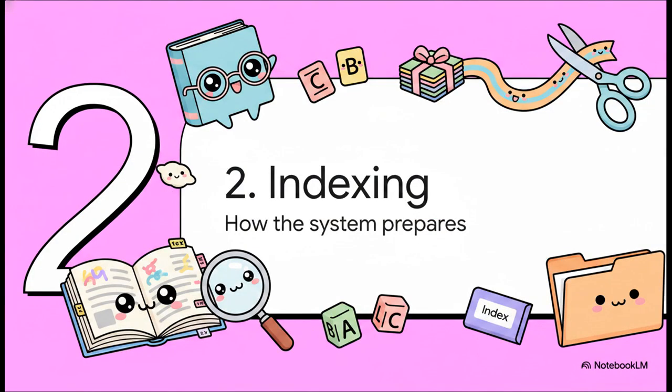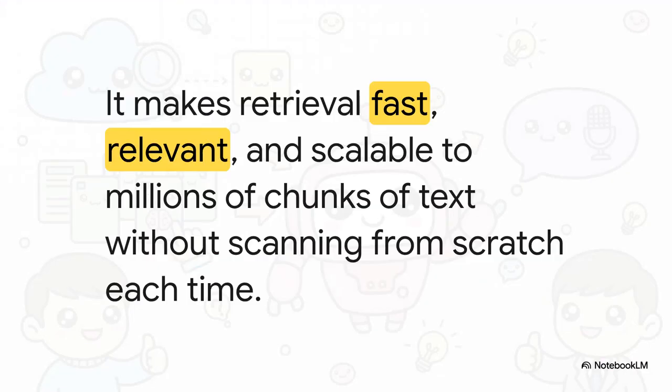Okay, so if the system is like a student with an open book, how does it organize that book so it can find anything in a split second? Well, that brings us to this absolutely crucial preparation stage, indexing. And you've got to understand, without indexing, the system would have to read every single document, word for word, every time you asked a question. Can you imagine? It would be unbelievably slow. Indexing is the process of creating a smart, searchable map of all your knowledge before anyone even asks a question. It's what makes the whole thing fast, relevant, and powerful enough to handle millions of documents.